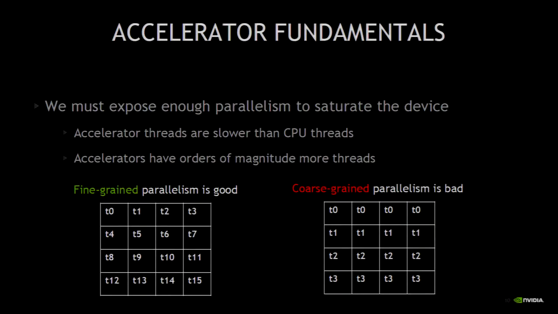So rule number 1, expose a lot of parallelism. Accelerator threads are slower than CPU threads, and they usually have lower clocks than CPU. So GPU cores have lower clocks than CPU cores. But we need to have a lot of threads, and we can hide all the latencies very efficiently. So rule number 1, try to expose as much parallelism as you can in your code. Fine-grained parallelism is good, and coarse-grained parallelism is bad, for accelerators.